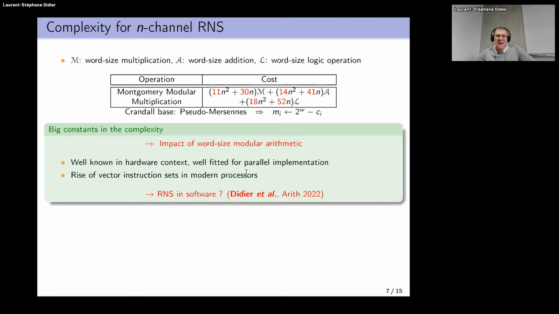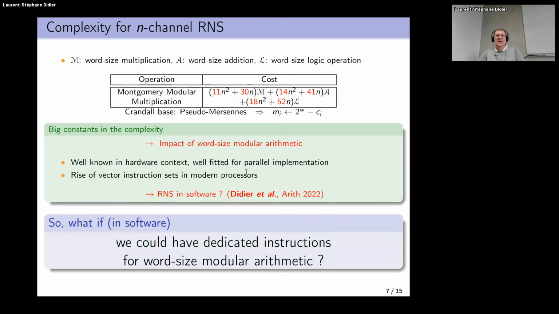And so what if we could speed up the computation with dedicated instructions at the word level, so compute modular arithmetic with specific instructions? The goal is to make the constant lower.